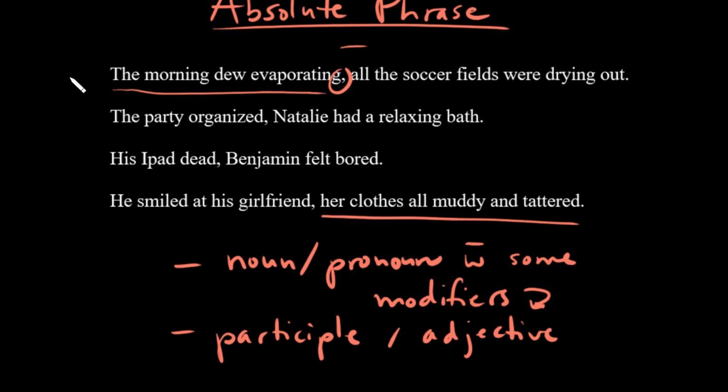In our first example, we read, "The morning dew evaporating, all the soccer fields were drying out." Now you can hear that's a bit of an awkward construction, but it does sort of work, and this first bit is the absolute phrase. We have our noun here, dew, and then we have some modifiers, so we're going to call it the morning dew. And we've added a participle, evaporating, which is a present participle. Present participles always end in ing, you might remember. So in this case, we have the morning dew evaporating, and then we start our regular sentence.